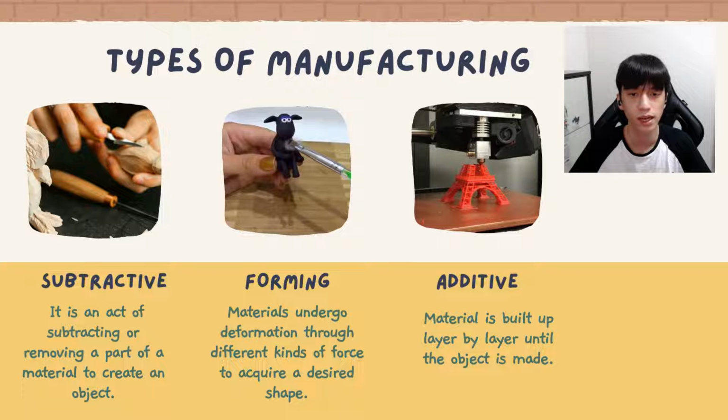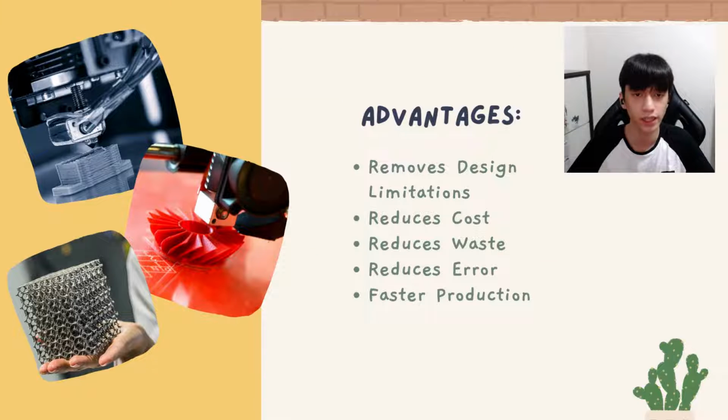And lastly, additive manufacturing. It is the opposite of subtractive manufacturing, because instead of subtracting materials, we are building an object by adding layers of materials one at a time, which is the category wherein 3D printing falls under. There are many advantages in utilizing additive manufacturing, such as removing design limitations, cost reduction, waste reduction, faster production, and reduced error, which is why 3D printing is becoming more popular.